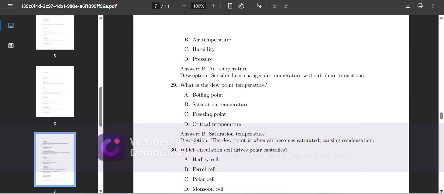What does sensible heat primarily affect? Air temperature. Sensible heat changes air temperature without phase transitions.